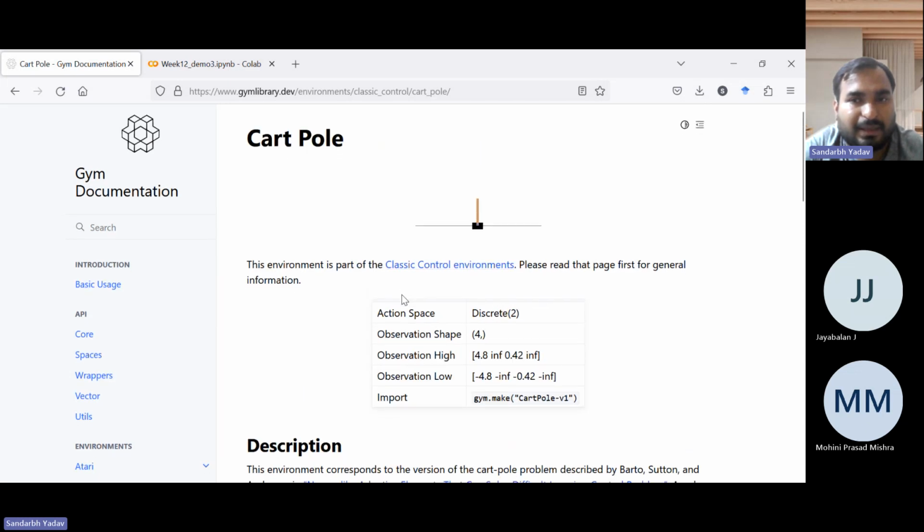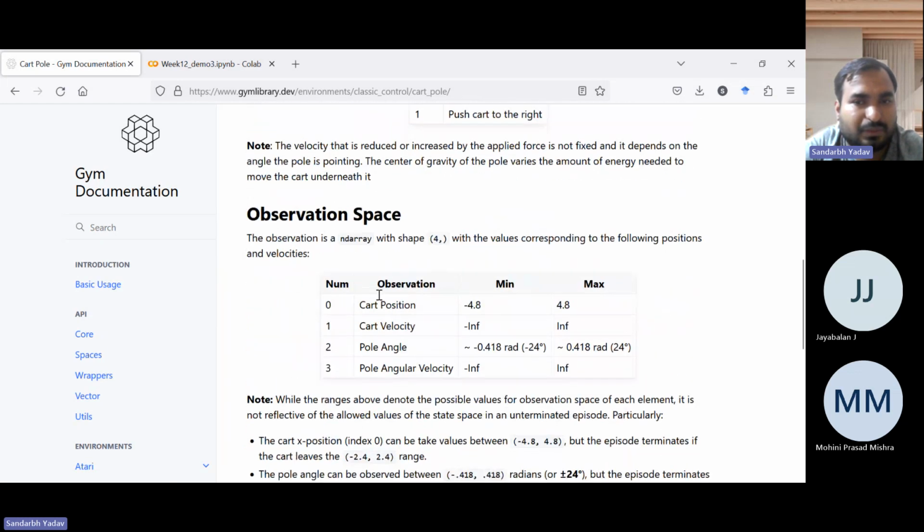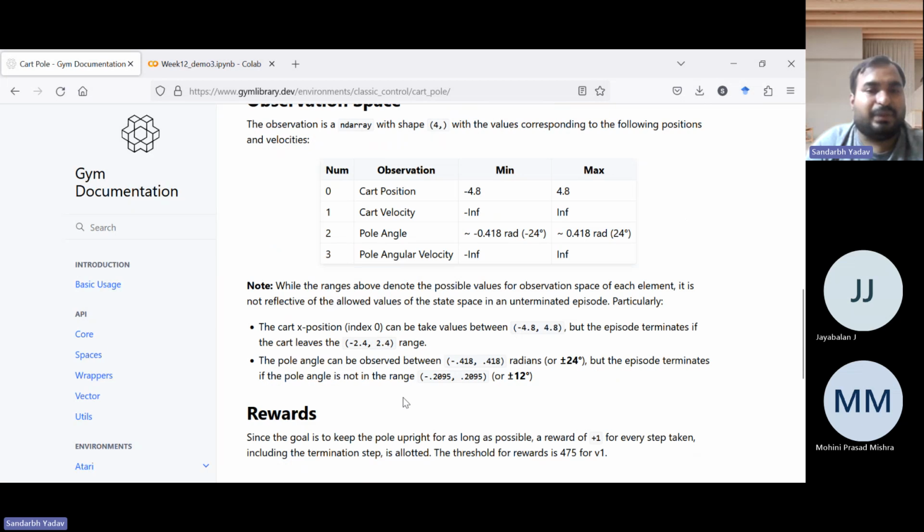Remember, in the other two problems there was a component of partial observability. But in this CartPole problem, there is no partial observability. So what we can do is, these are the four observations, and we will remove cart velocity and pole angular velocity. In this way, two components will become unobserved, so there will be partial observability in that state.